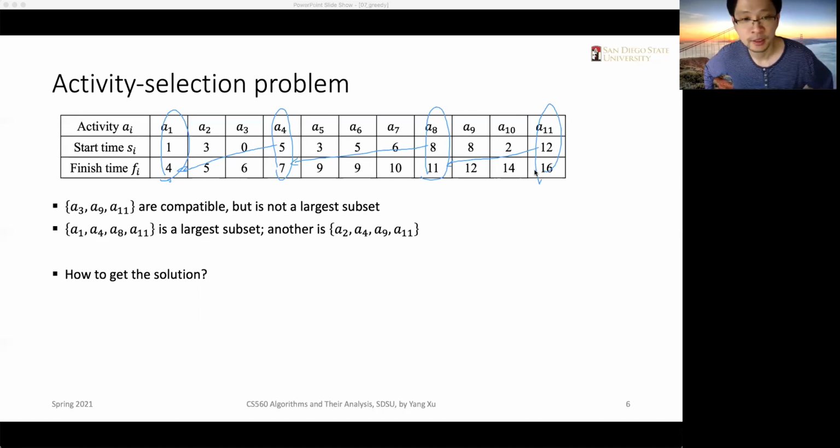And in this particular example, this 4 is the largest subset. Well, there's another option, which is A2, A4, A9, A11. But we are not maximizing the actual occupation time. The problem is simpler. The goal is to schedule as many activities as possible. It's not as long a time as possible. So it would be a different type of question if it were measured by the duration time.